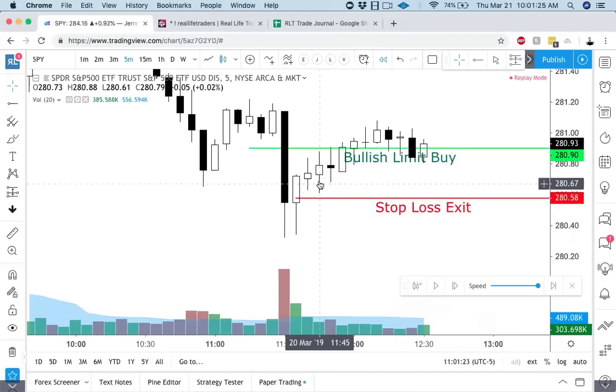So realistically, ever since this candle right here, all of this is bullish. All of these days, there's more bullish volume here than bearish volume. Not even in my opinion. I mean, just looking at it, there's more bullish than bearish, starting from this day right here.